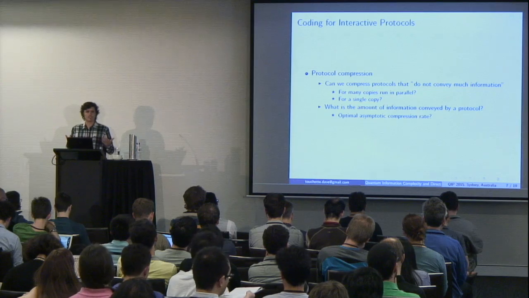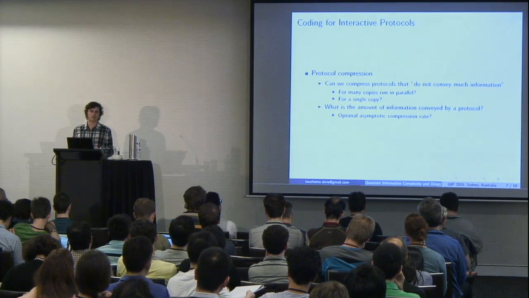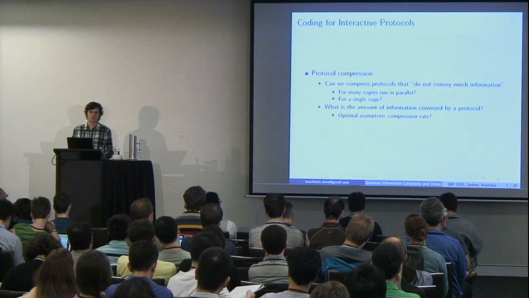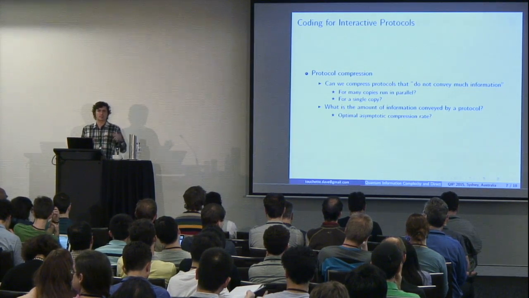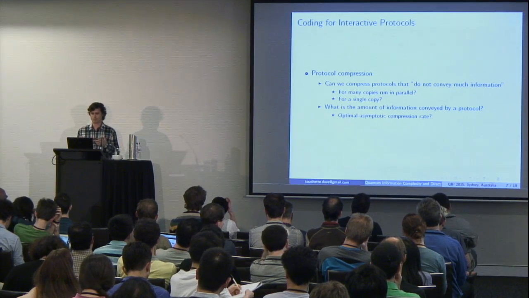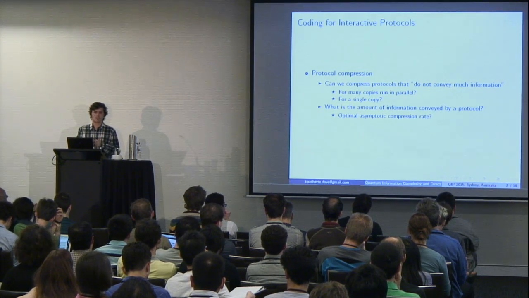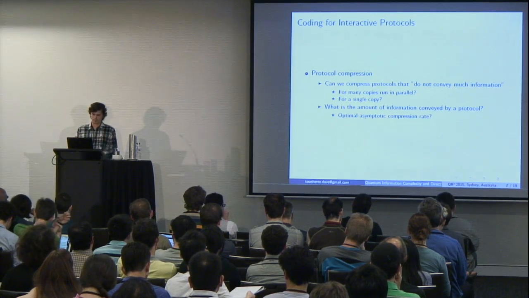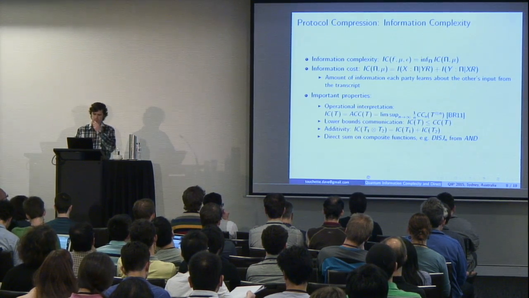But then once again, we have to somehow define what we mean by the amount of information which is conveyed by the protocol. So in analogy to what we did in the unidirectional communication setting, we could try to define the amount of information in this interactive setting as the best asymptotic compression rate. So this leads to the notion of information complexity.